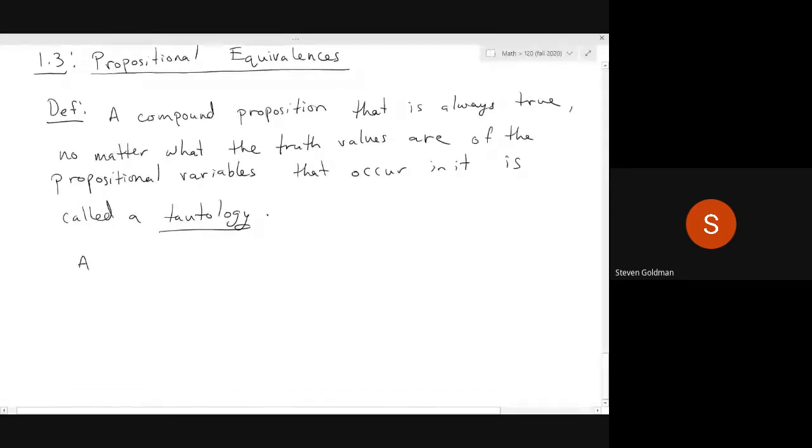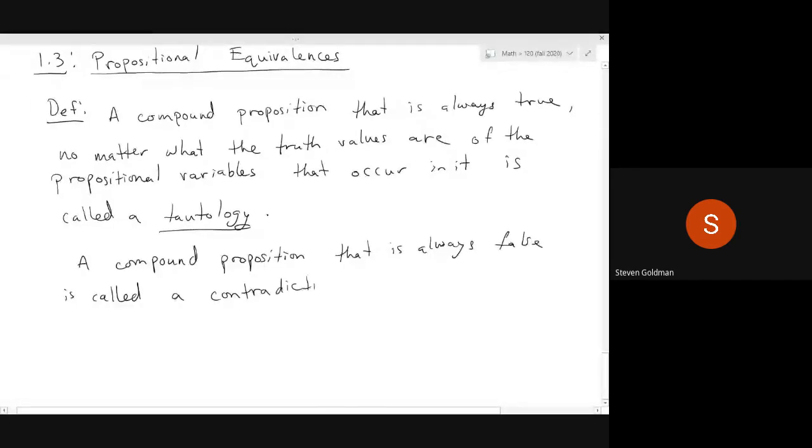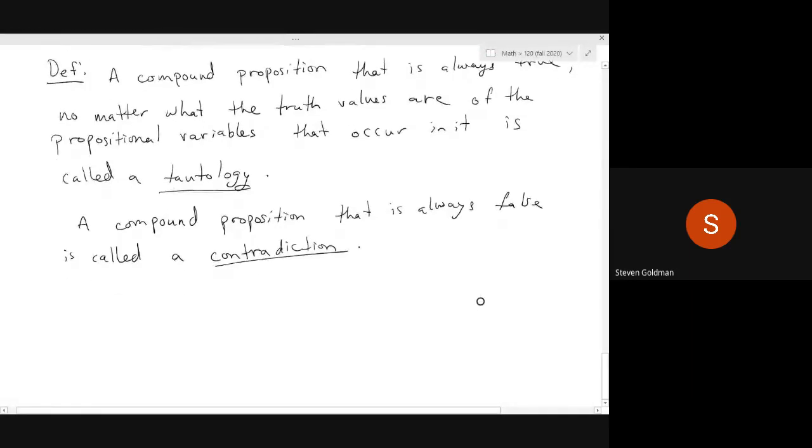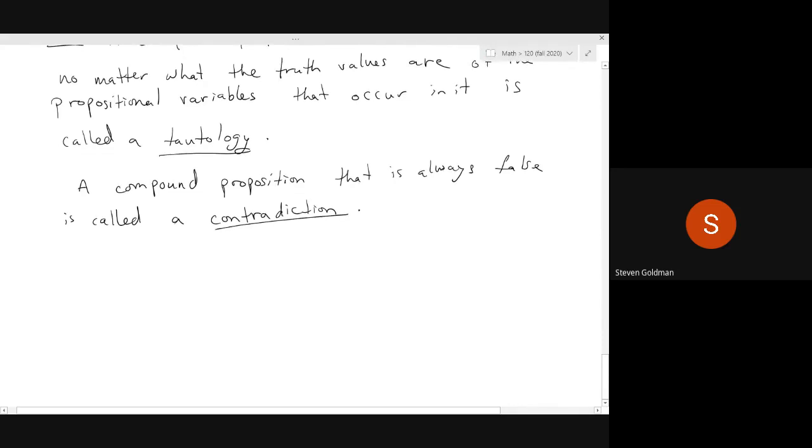A compound proposition that is always false is called a contradiction. If you have a compound proposition that's neither a tautology nor a contradiction, meaning it's sometimes true, sometimes false, which is most of the compound propositions we've seen until now, that's called a contingency.